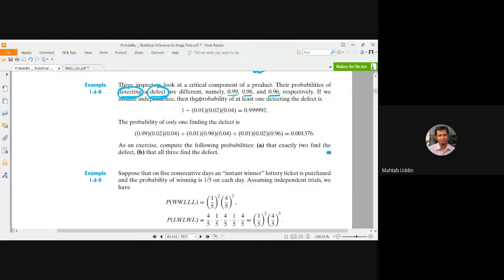Now, the probability of at least one detecting the defect, at least one, that is the same problem we faced in the last example. At least one means maybe the first one, maybe the second one, maybe the third one, also maybe the first two, also maybe the second two, or we can consider all three.